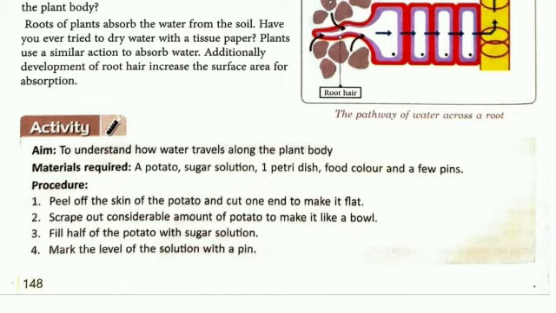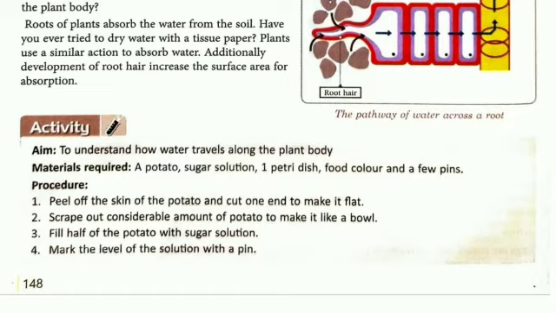Peel off the skin of the potato and cut one end to make it flat. बीच से काट दो उसको. Scrape out a considerable amount to make it like a bowl. बीच में चम्मच से आपको उसको scoop करना होगा. Scoop करके उसमें से थोड़ा गड्ढा बना लो. Fill half of the potato with sugar solution.